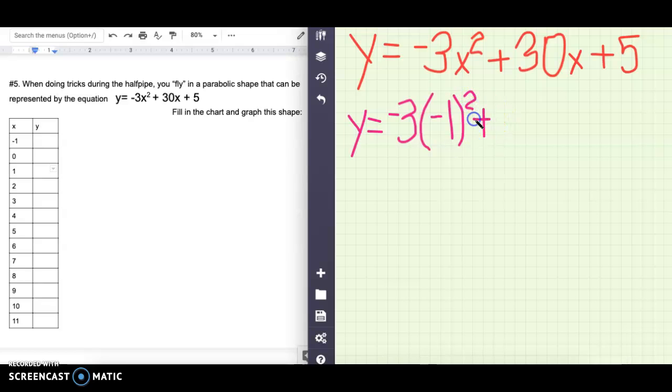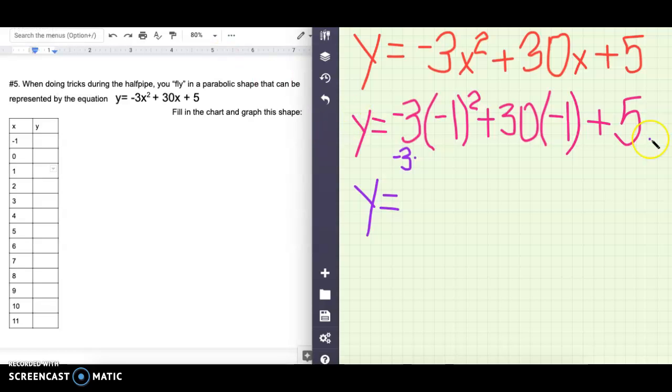plus 30 times negative 1 again, because there's another x, plus 5. If you're following along with me and you're up for the challenge of this problem, then go ahead and make sure you're writing this down. And negative 1 squared is negative 1 times negative 1. And that's going to be a positive 1. So I'm just going to write that right here, because then we're going to take these and put them together.